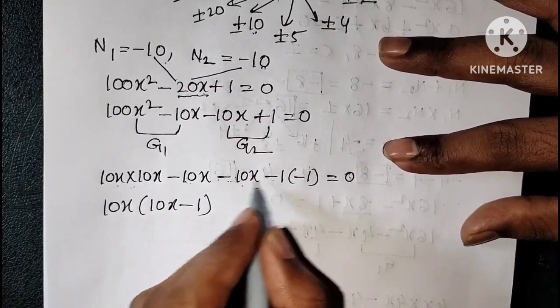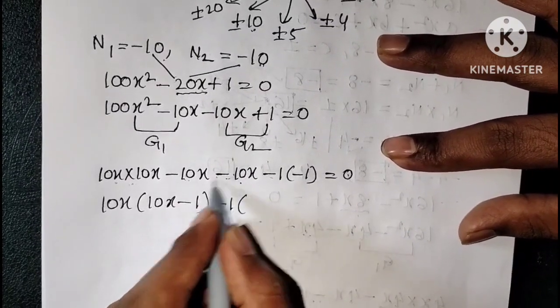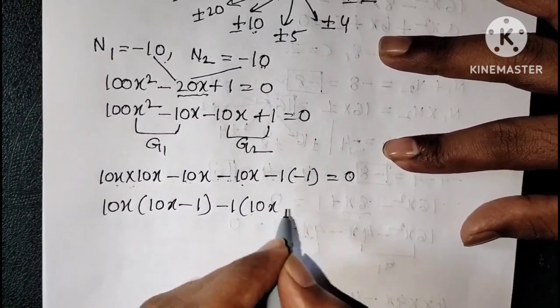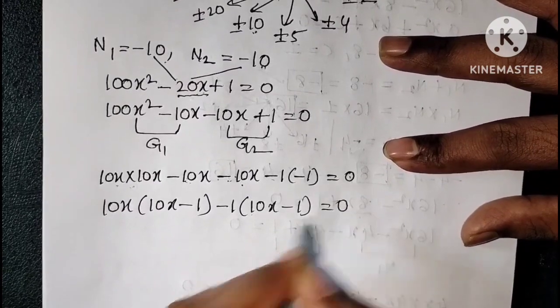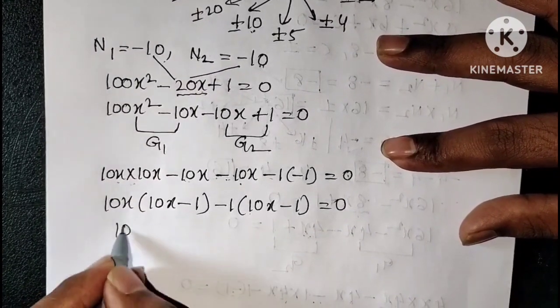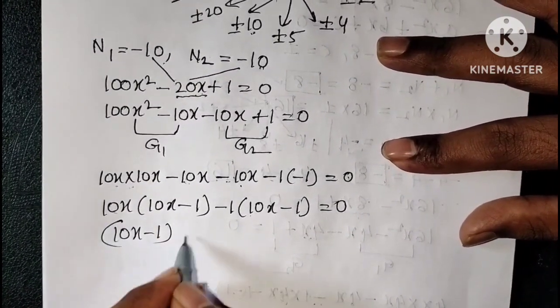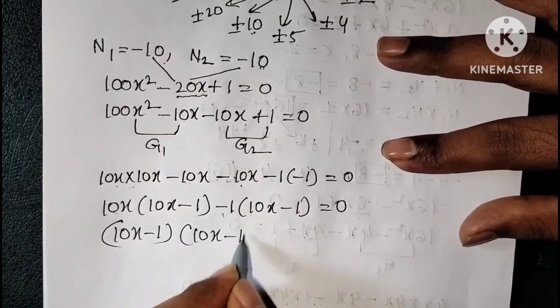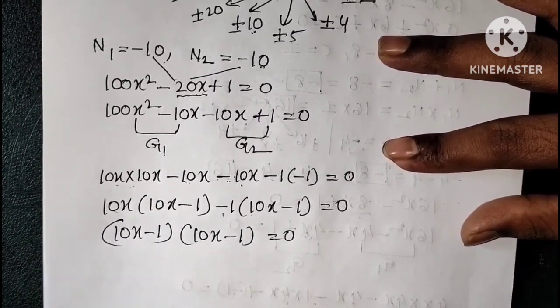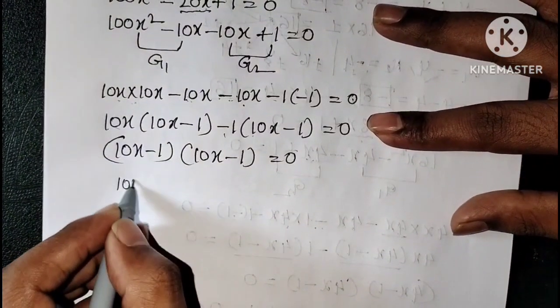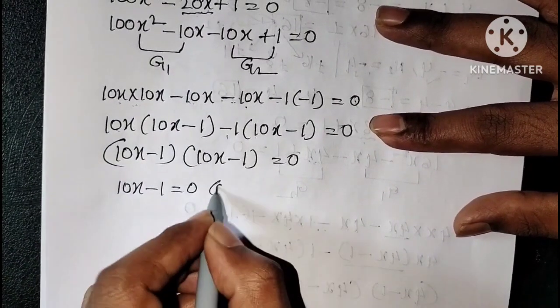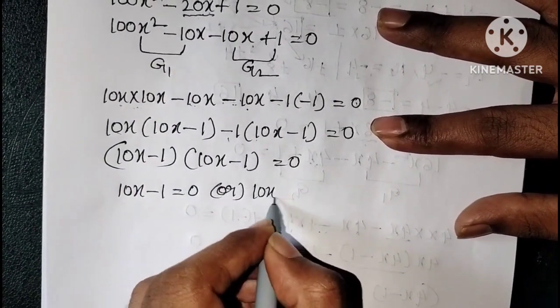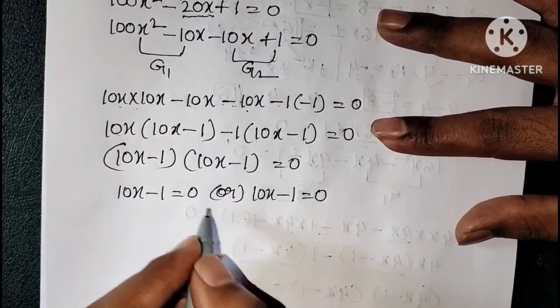Again here minus 1 is common. Take minus 1 common, and you will get 10x minus 1 is equal to 0. Again what is the common thing? 10x minus 1. Here 10x, here minus 1 is equal to 0. This product is equal to 0. Either 10x minus 1 is equal to 0 or 10x minus 1 is equal to 0. Anyhow you will get equal roots.